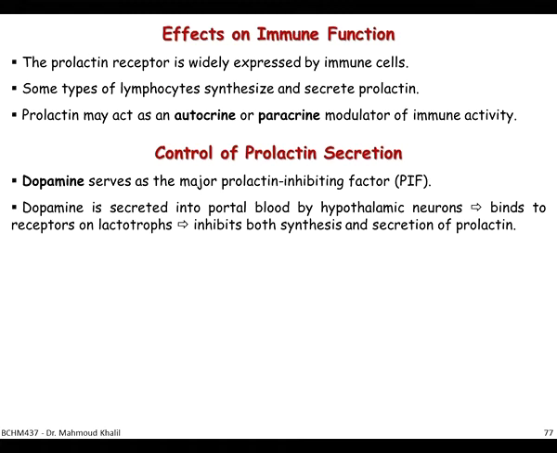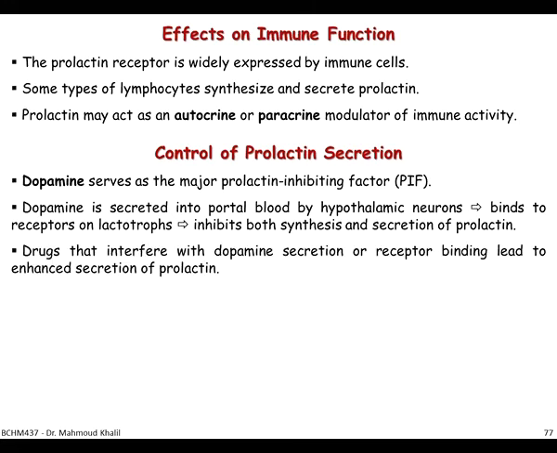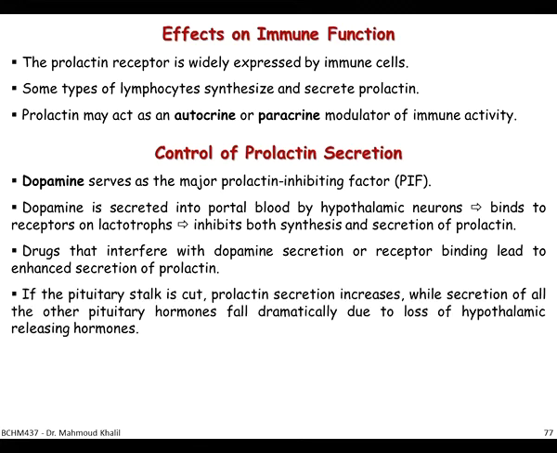So once this dopamine binds on the receptors of the lactotrophs, this will inhibit the synthesis and the secretion of prolactin. So drugs that interfere with dopamine secretion or receptor binding lead to enhanced secretion of prolactin. So if someone has an abnormality in dopamine level, she can take drugs that will inhibit the binding of dopamine to this receptor to enhance the secretion of prolactin.